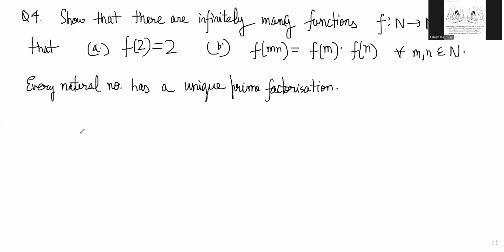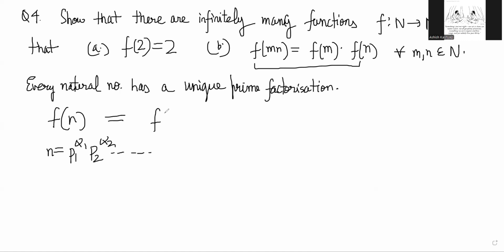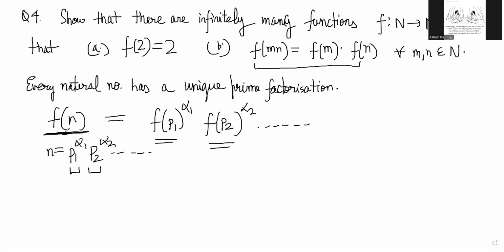And let's see how we are going to use that. Because we have this multiplicative property, anytime I want to find f of some number n, it will be enough if I know, because n can be written as p1 power alpha 1, p2 power alpha 2, and so on, what f of p1, f of p2, and so on are. If I know the values of the function at all the prime numbers, then that is enough for me to find any f of n, right?